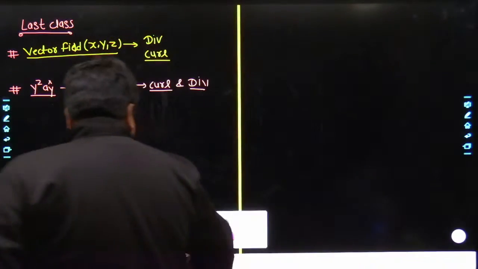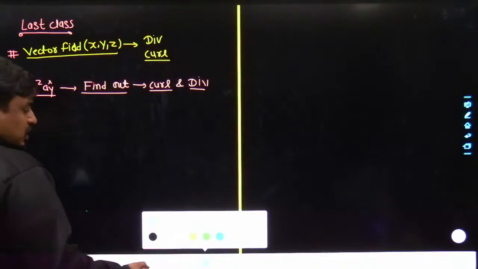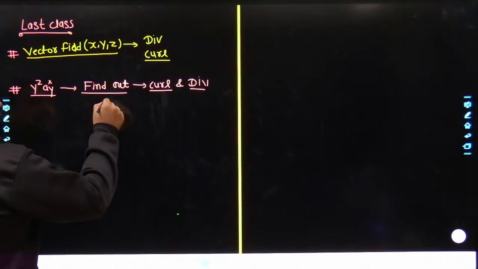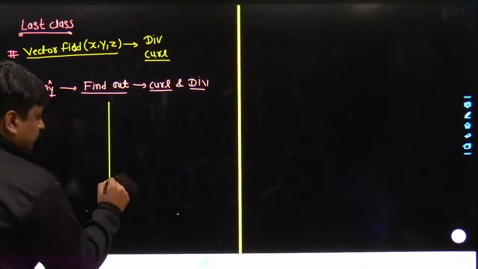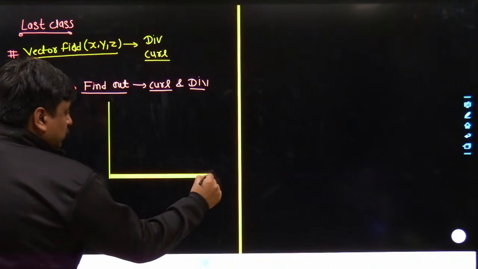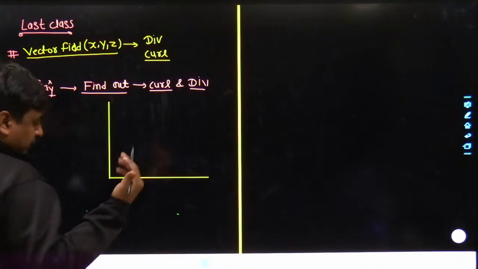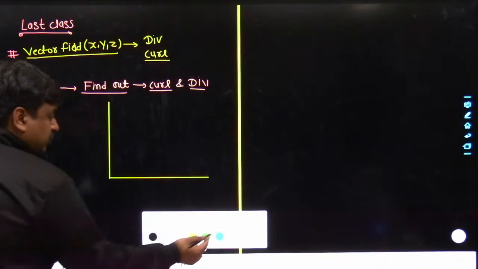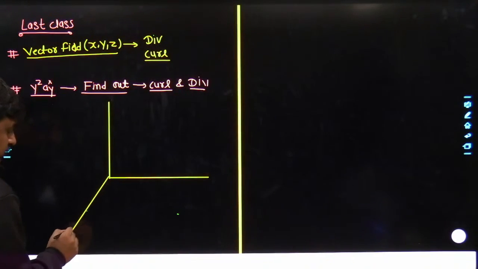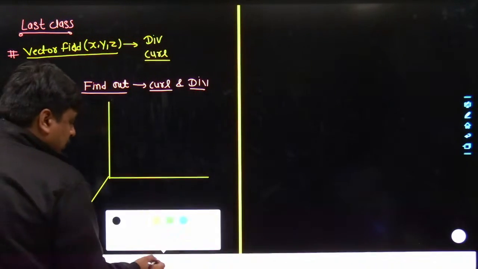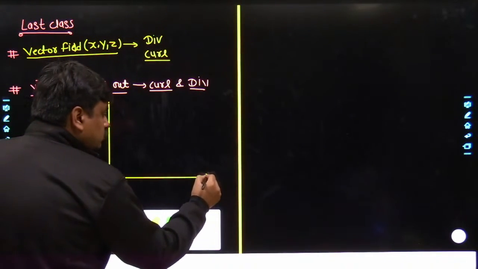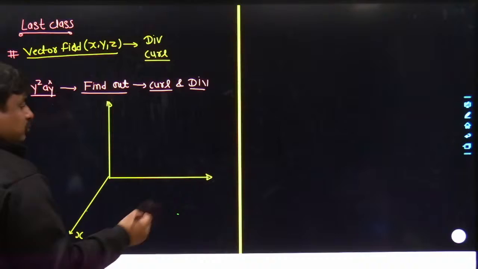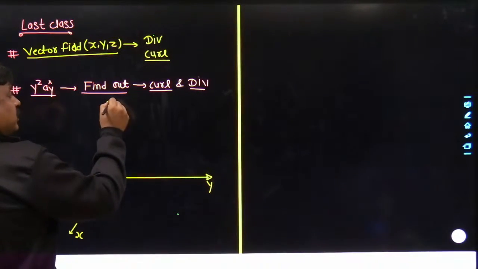What I would do, I would take again the Cartesian coordinate system for the sake of reference. Yes, I have taken a Cartesian coordinate system. So here goes my positive z axis, here goes my positive y axis, and vertically outside from this plane comes my positive x axis. Yes, let me mark them out. This goes my x axis, this goes my y axis, and this goes my z axis.